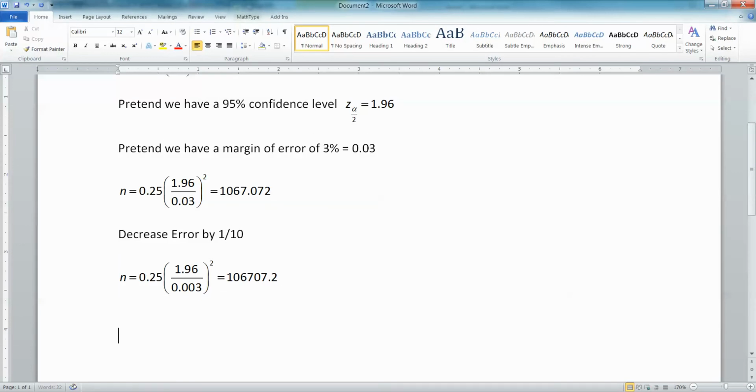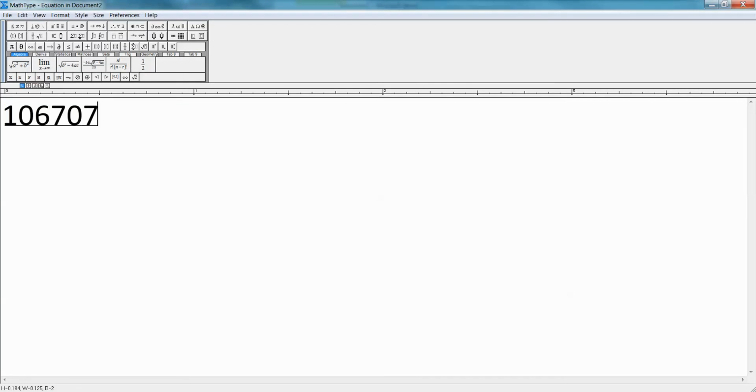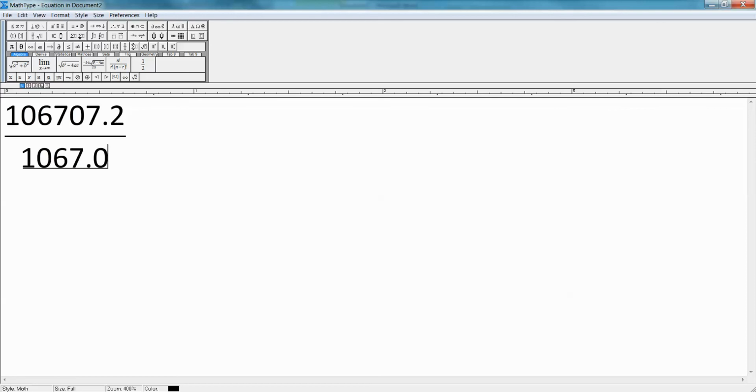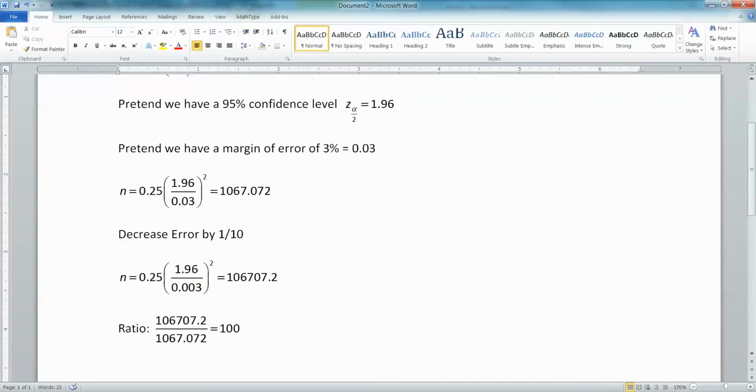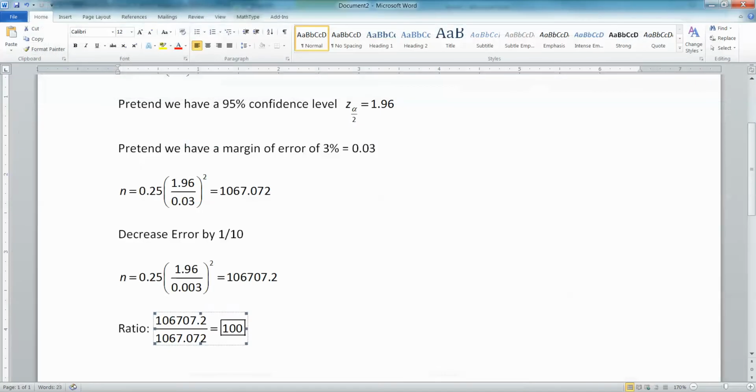And so then we can make a ratio of 106707.2 divided by 1067.072, and we got 100. All right. And that was the answer that they were looking for right there. Now, it's not a formula way of doing it. It's more just trying stuff out and seeing what happens.